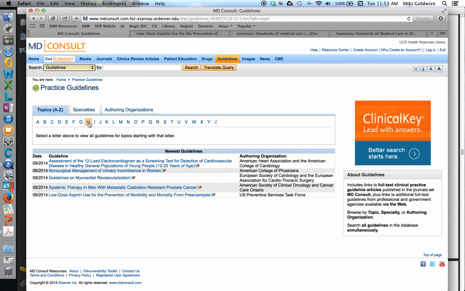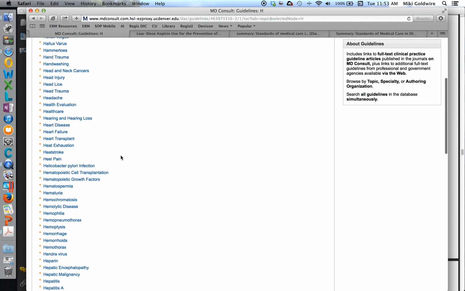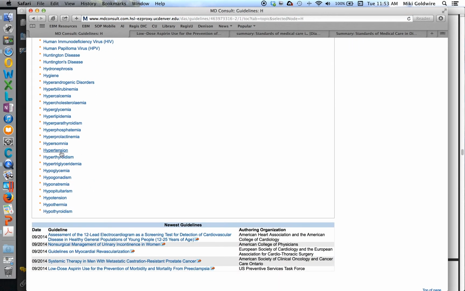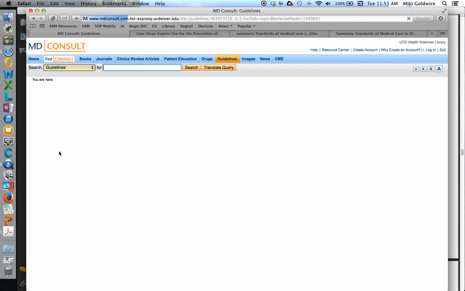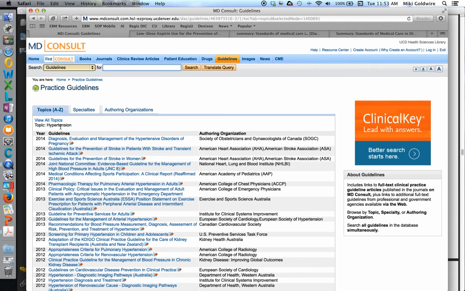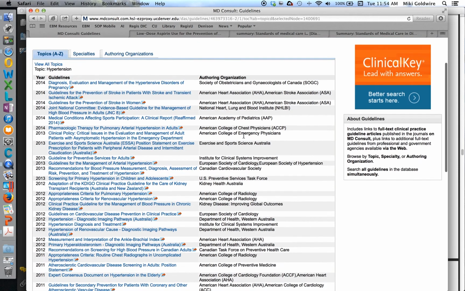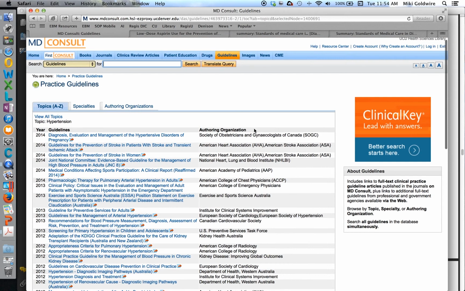So again, if we want to put in hypertension, which will probably have quite a few guidelines associated with it, we can click the topic hypertension, and we can get all the guidelines up. And you can see that MD Consult does put their guidelines in order by date. And then you have authoring organization off to the right. Another excellent source for locating guidelines.